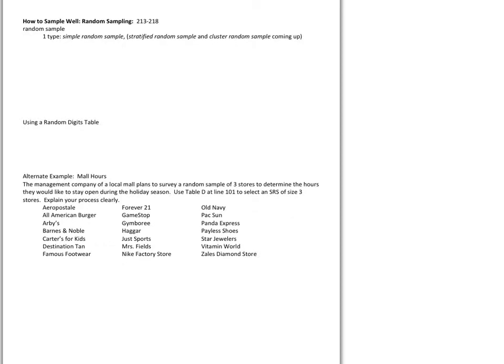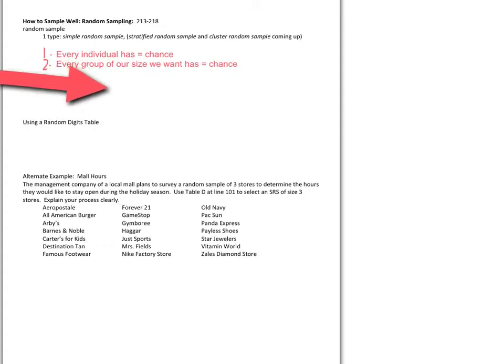So simple random sampling is defined as every individual from the sample has an equal chance of getting chosen for that sample. And then this second one, every group of our size we want has an equal chance. We'll kind of come back to that.